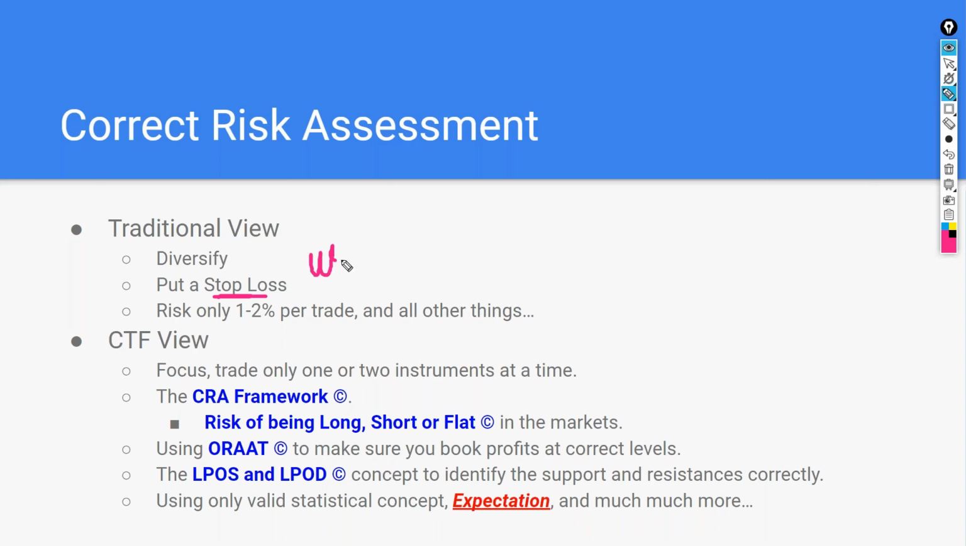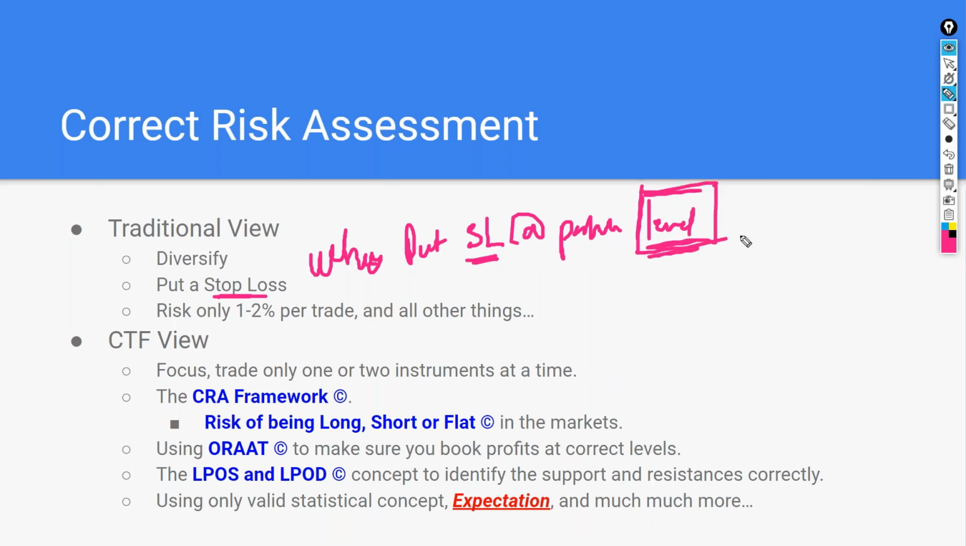The difference is knowing why you should put a stop loss at a particular level. Why here? Why only here? Or are there some levels beyond which, if you put your stop loss, the chances of getting it hit are much less? Absolutely. Then they tell you, risk only 1 to 2% per trade.